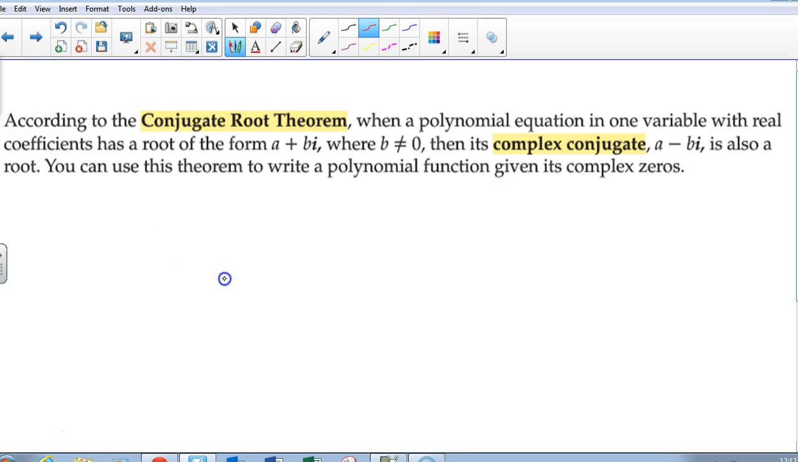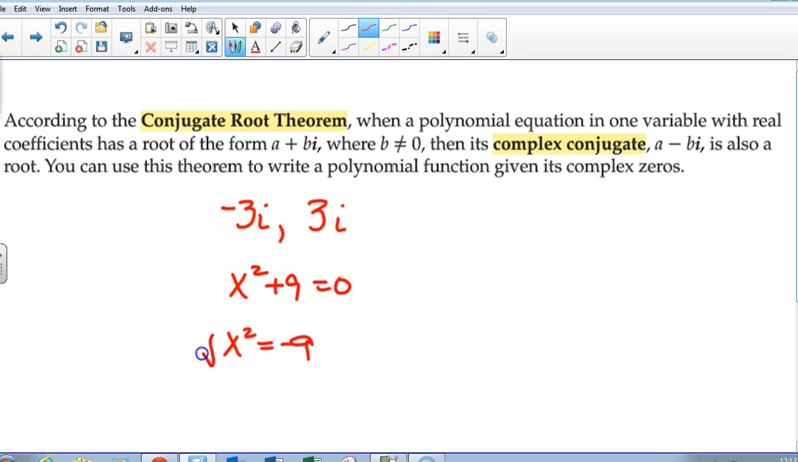What we just talked about, though, helps us to understand why this is true. Zeros come in conjugate pairs if you have complex zeros. So if negative 3i is a 0, positive 3i has to be a 0 as well. Because it had to be a factor like, what would that be? x squared plus 9? Does that work? Yeah. If this was equal to 0, you square root both sides, plus or minus 3i. Okay. So they have to come in conjugate pairs.